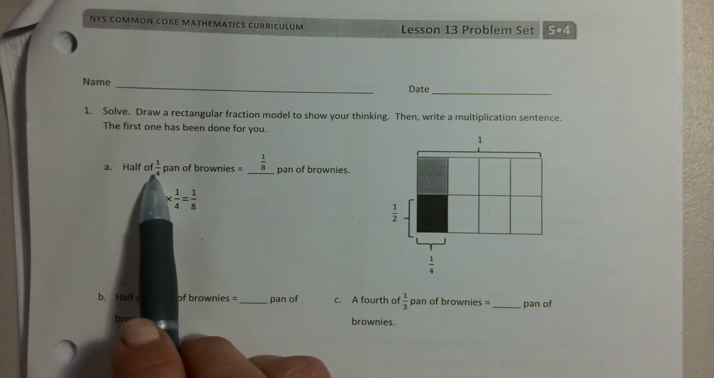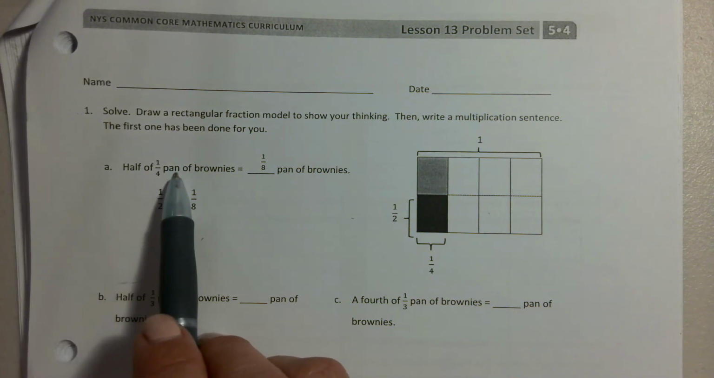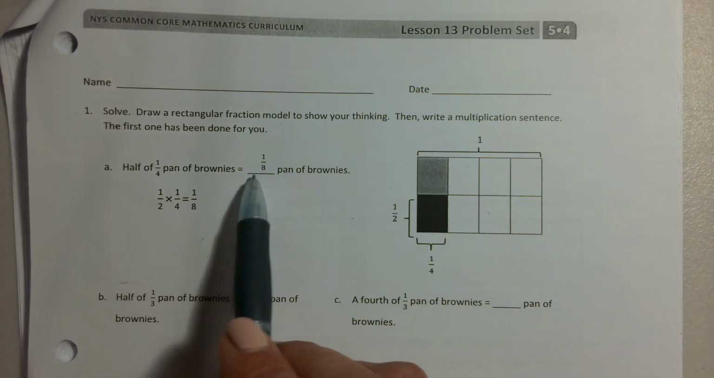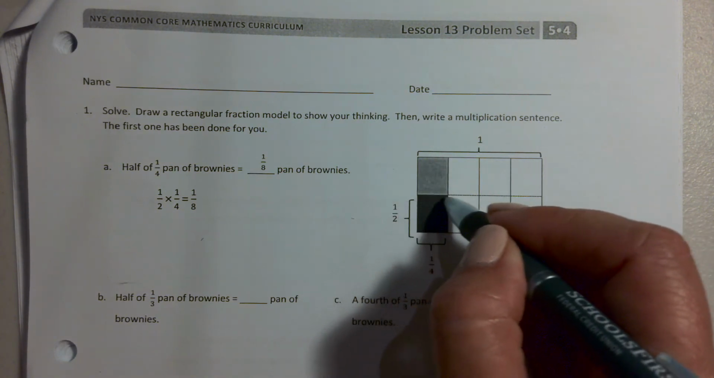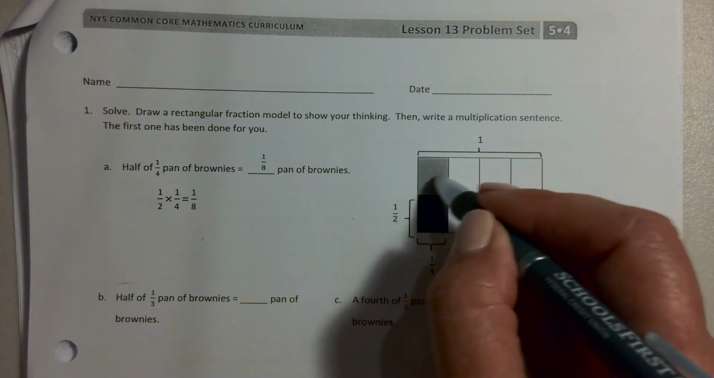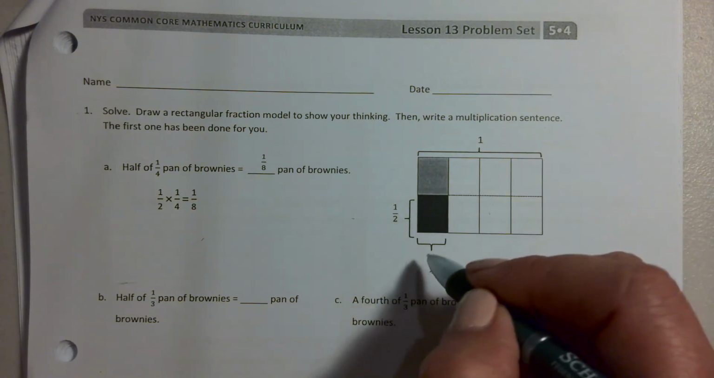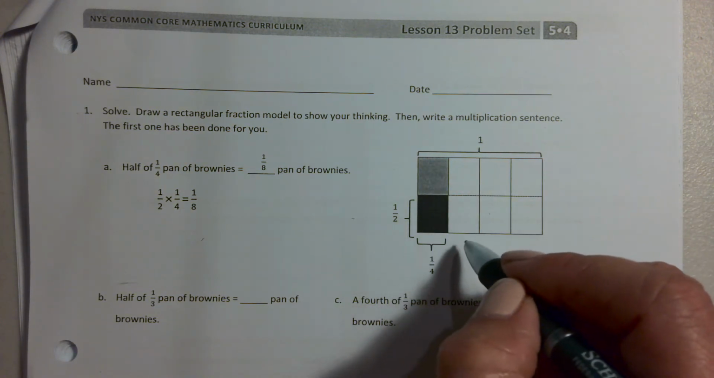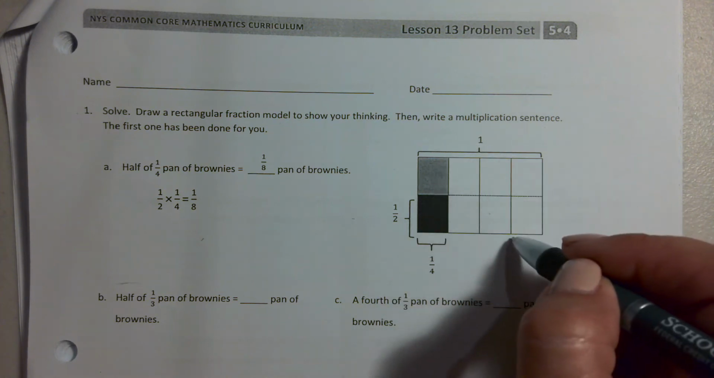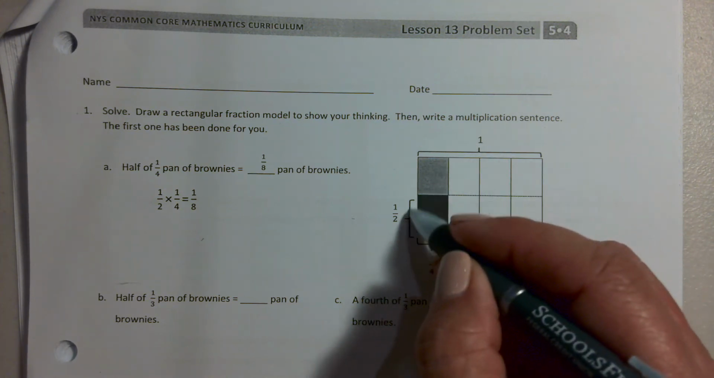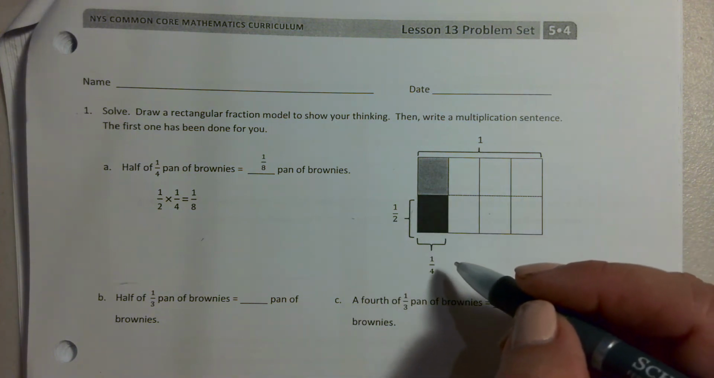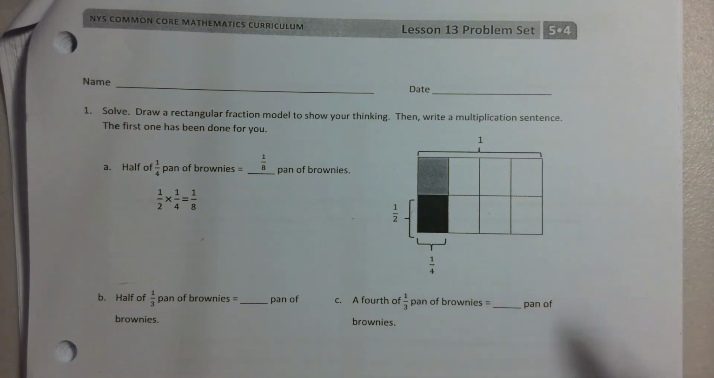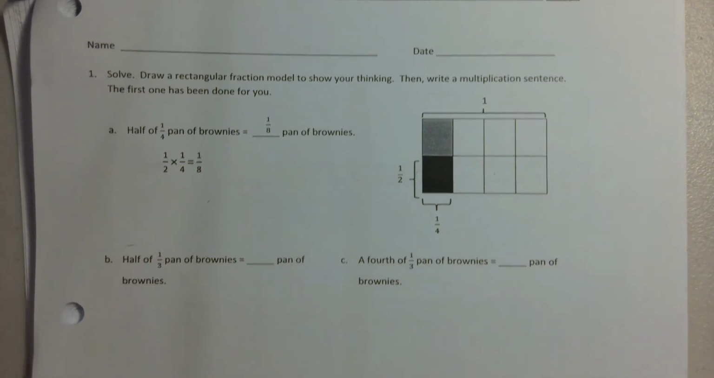So half of 1/4 pan of brownies is equal to what? So here's your rectangular fraction model. They cut it in half and shaded it in. Then they partitioned it into fours. And right here they're only worried about one of the fours that were shaded in.